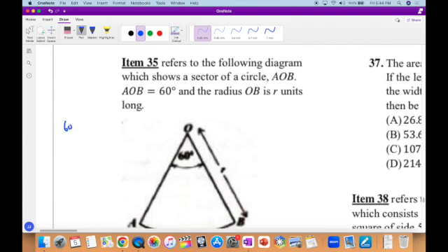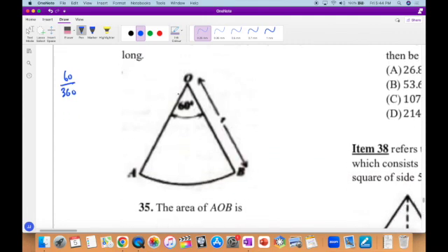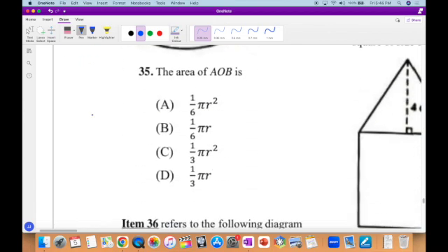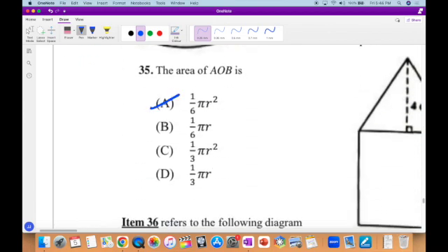So the fraction of the circle, and they want the area of A or B. So it'll multiply by the area of a full circle, which is pi r squared. That's what it is. And so we'll have 1 over 6 times pi r squared. Anything looking like that? Yep, the first one.